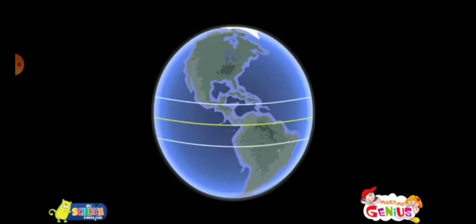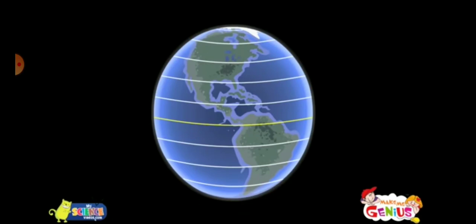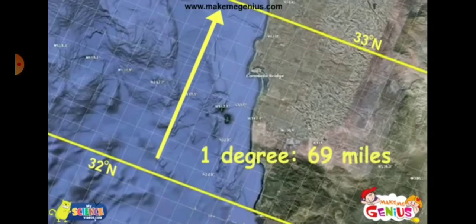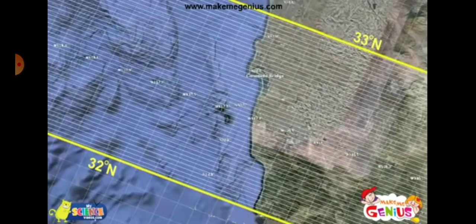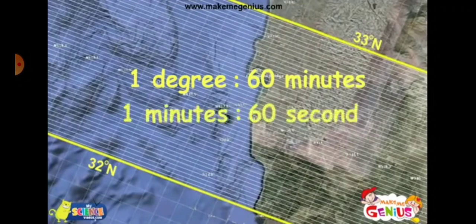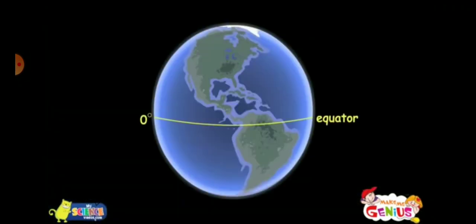Lines of latitude, also known as parallels, circle the Earth from east to west. These lines are the same distance apart, about 69 miles. This 69 miles is 1 degree. Each degree is further divided into smaller units. There are 60 minutes in 1 degree and 60 seconds in 1 minute. The equator lies at 0 degrees, halfway between the North and South Pole.